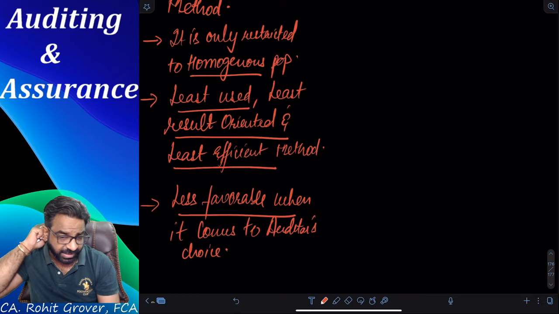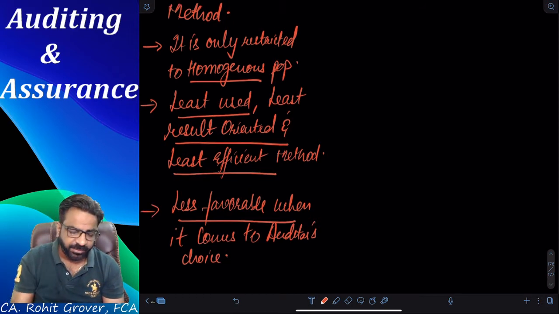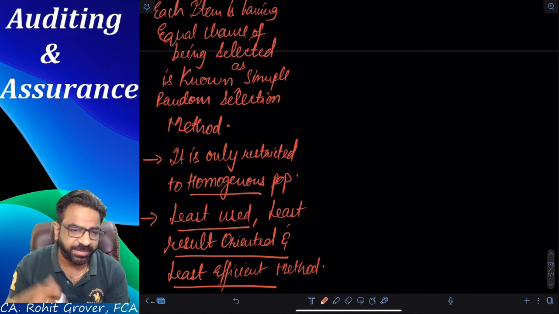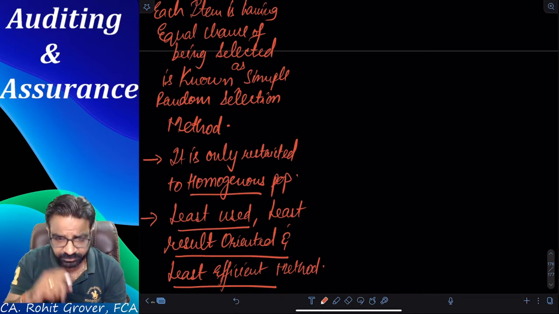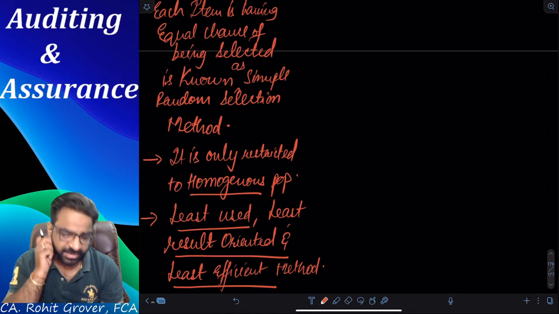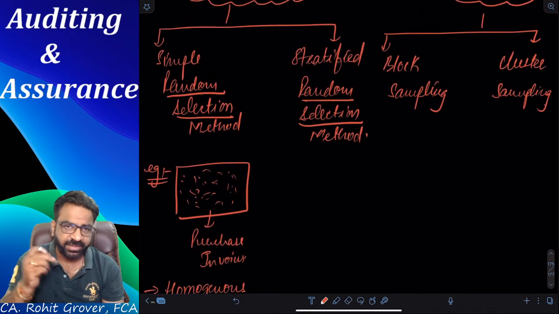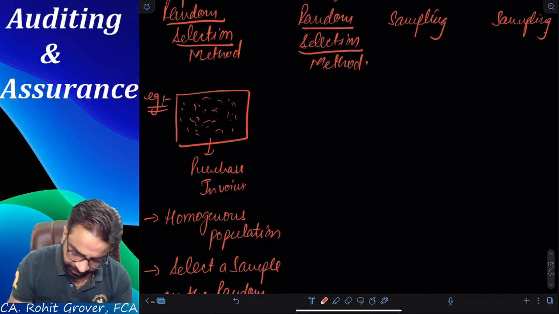So most of the time auditors do not use this method. Why? Because the chances of non-detection of frauds and errors will be higher. And at the same time, with a heterogeneous population, it is not at all a useful method. Then the limitations of method number one got improved in method number two. So what is method number two?